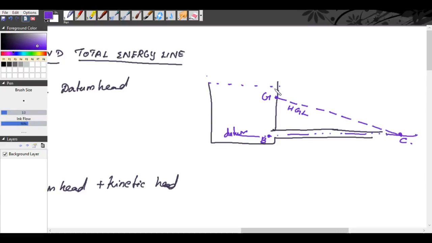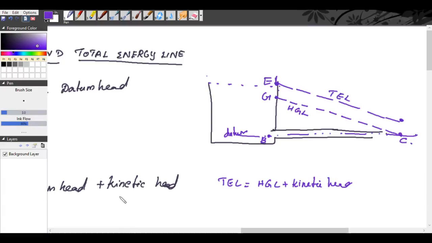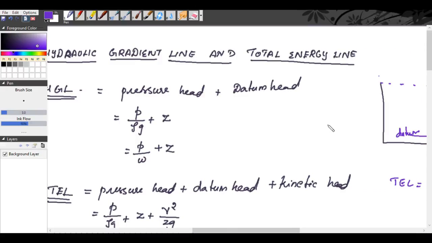Now, what is total energy line? It is the line joining the pressure head plus datum head plus kinetic head. So, it will be the summation of kinetic head, okay? So, total energy line will be equal to hydraulic gradient line plus kinetic head. If you take this as E, that is total energy line E, okay. The velocity head is not changing from one point to another point throughout the pipe. Only the pressure varies. So, this line is called total energy line. Okay, the difference between the HGL and total energy line is the kinetic head. So that is the concept behind hydraulic gradient line and total energy line.